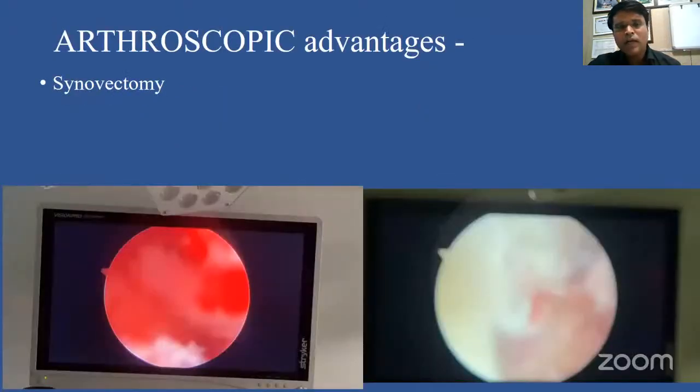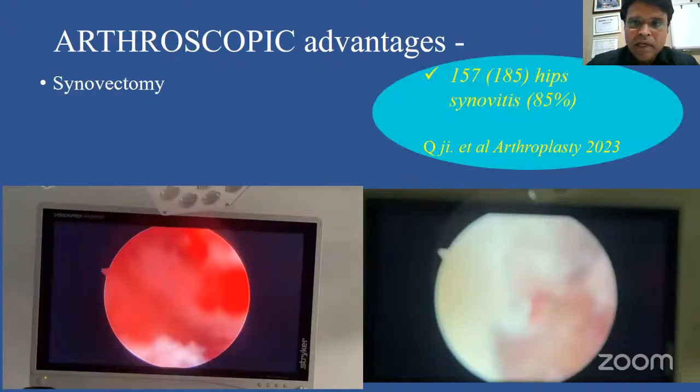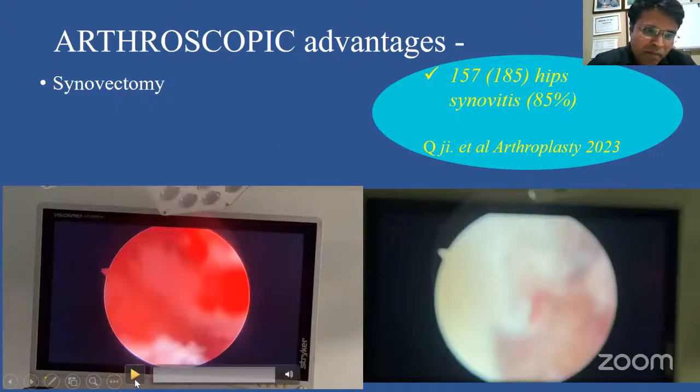Now, what are the advantages we have in arthroscopy? One major advantage is addressing the synovitis. Almost all patients in my study had synovitis, and this is one important study from China, where they did hip arthroscopy in AVN in around 185 patients, and in 85%, that's around 157 patients, they found coexistent synovitis. So by addressing this synovitis, we can definitely reduce intra-articular pressure.